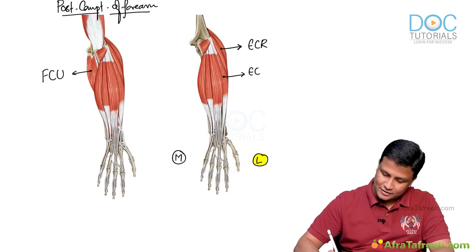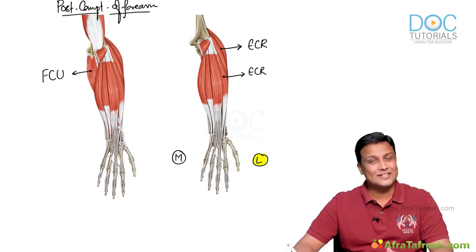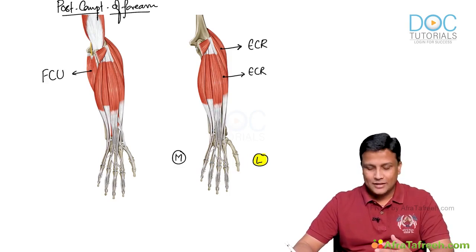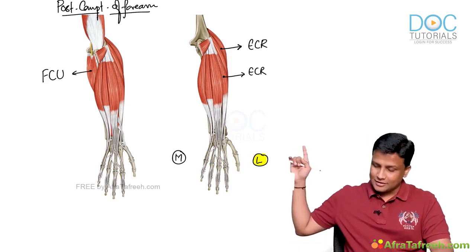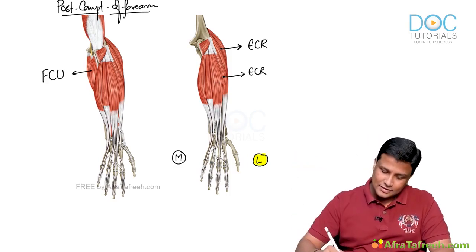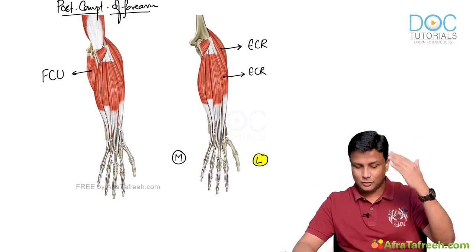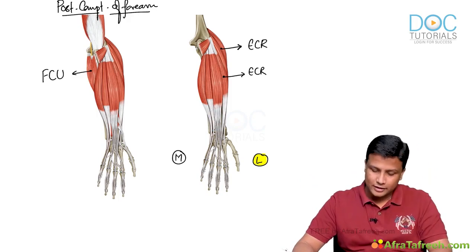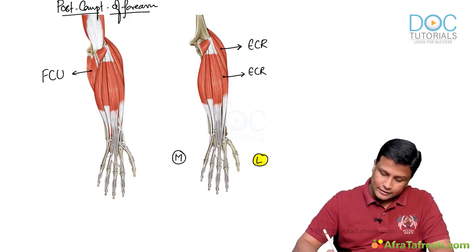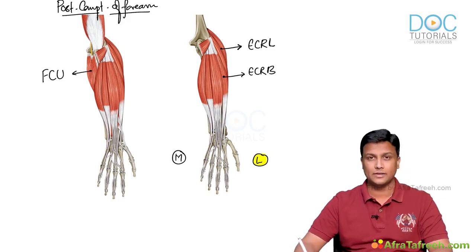And that is also extensor carpi radialis only. Now you can see the difference between both of them. The difference is that one of them is longer. It's starting earlier, above the epicondyle there. So that is longer. That is why it is extensor carpi radialis longus, and this one will be extensor carpi radialis brevis.